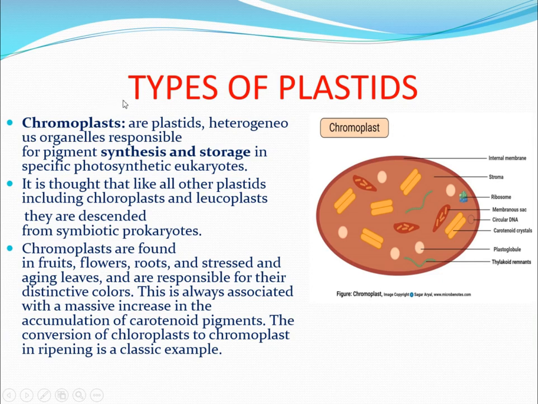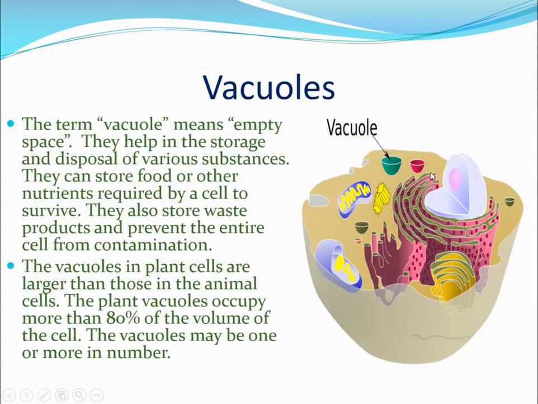Hope you have understood the topic chromoplast, which is one of the types of plastid, and it is the last type of the plastid. So let's move to the next slide. So it is the vacuoles. Now vacuoles are present both in plant cells and in animal cells. The animal cell contains small vacuoles, and the plant cell consists of large vacuoles. Now the term vacuole means empty space.